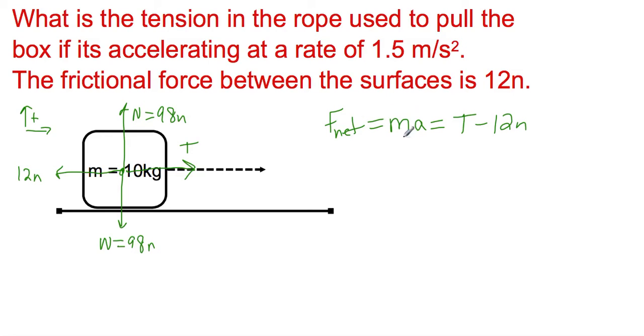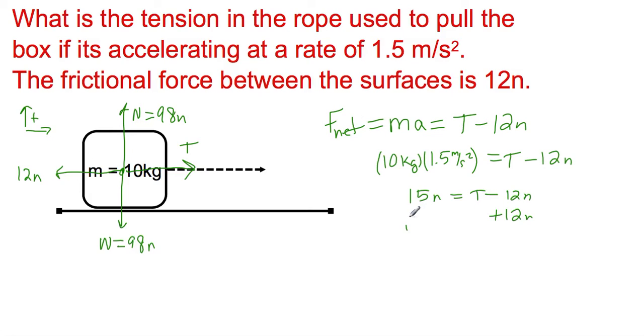Now we know what the mass of this is. This is 10 kilograms. We know the acceleration we want is 1.5 meters per second squared. That's going to equal the tension minus the 12 newtons of friction. And then we can multiply this out. We're going to get 15 newtons is equal to T minus 12 newtons. Got to be careful. Sometimes people don't add these and they think that it's 3 newtons, but actually you have to add 12 to each side.